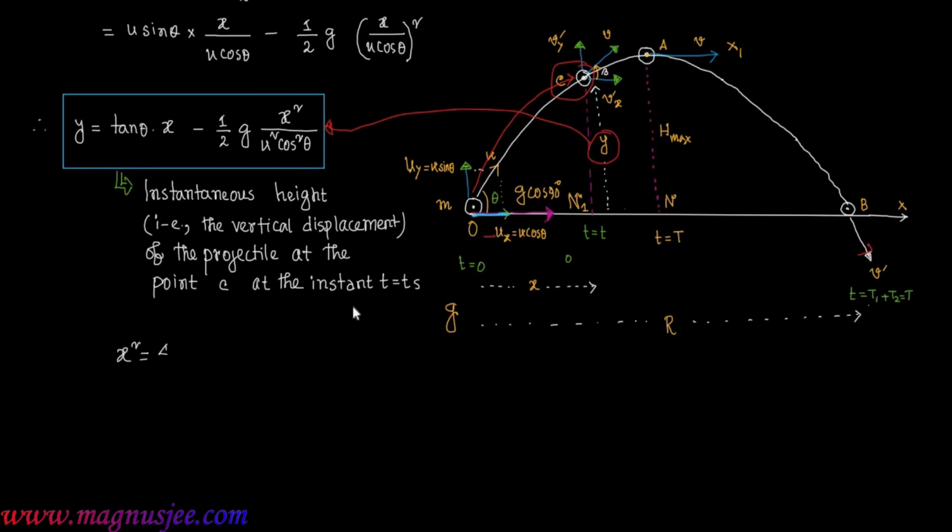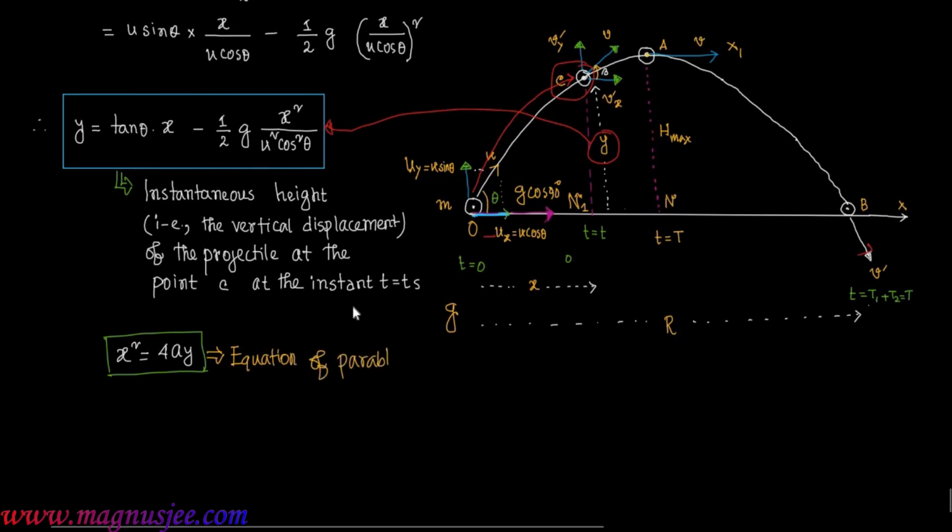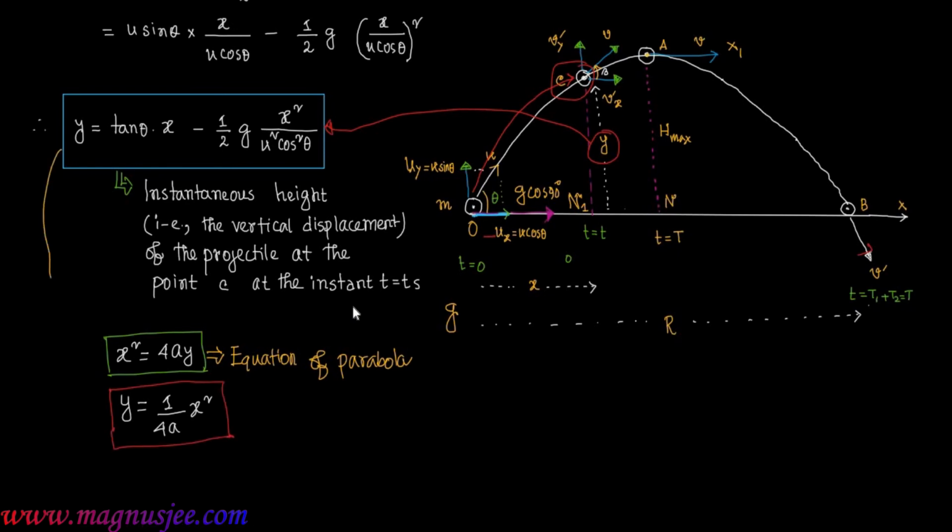Now we can write down the equation of a parabola, that is x square equal 4ay, which is the equation of a parabola. This equation can be written as y equal 1 by 4a times x square, which is also the equation of a parabola. The vertical displacement y of the projectile can be compared with this expression of y regarding the equation of a parabola.